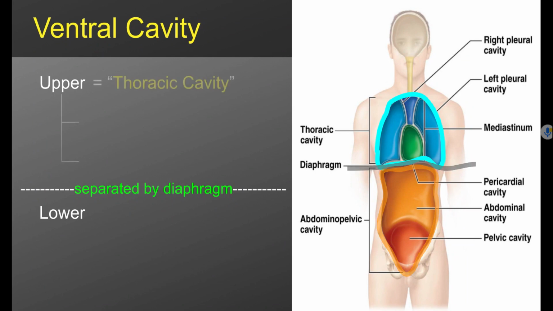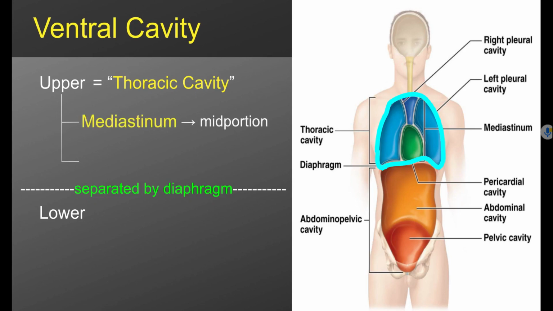The upper part of the ventral cavity is called the thoracic cavity. And within the thoracic cavity, the middle portion is called the mediastinum, and the right and left portions are called the pleural cavities. So you have a right pleural cavity and a left pleural cavity.